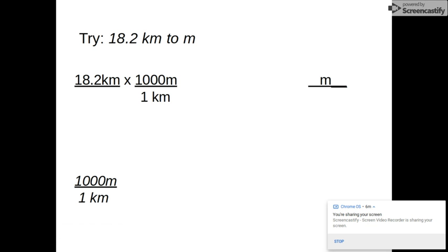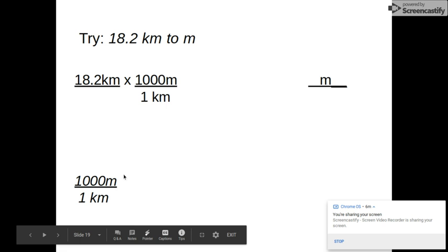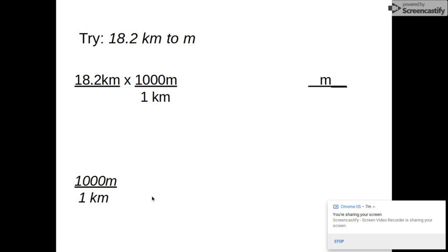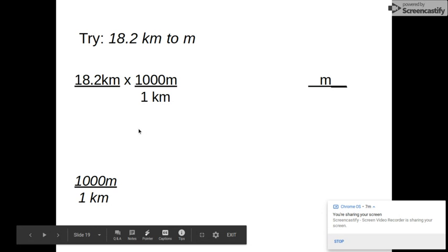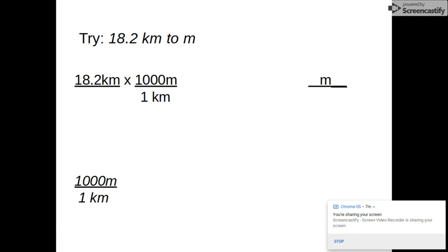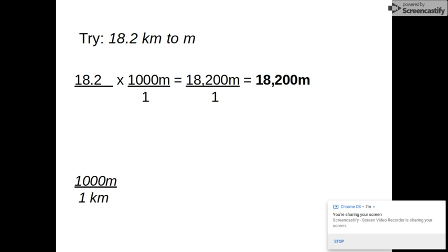Okay, so now we're going to put this into our large fraction here, into our bridge, but which one are we going to use? The 1,000 meters over 1 kilometer or 1 kilometer over 1,000 meters? Well, we should know that in order to cancel out our kilometers, we need to have kilometers in the top and the bottom. So we should use this arrangement, the 1,000 meters over 1 kilometer. What that does is cancel out our units in the top and the bottom.